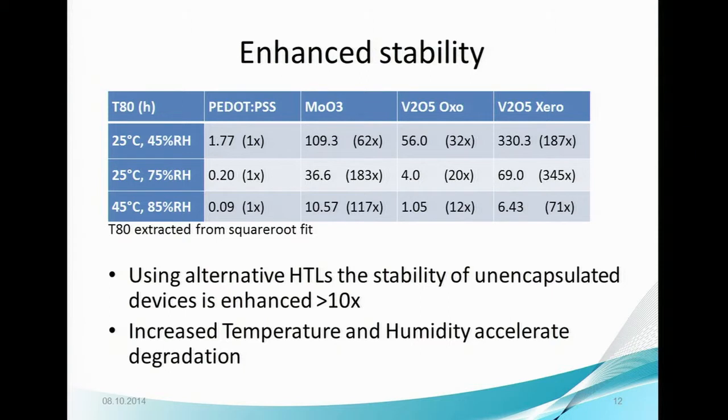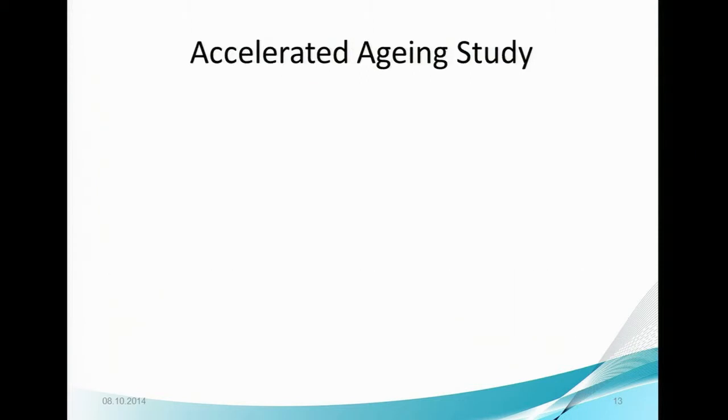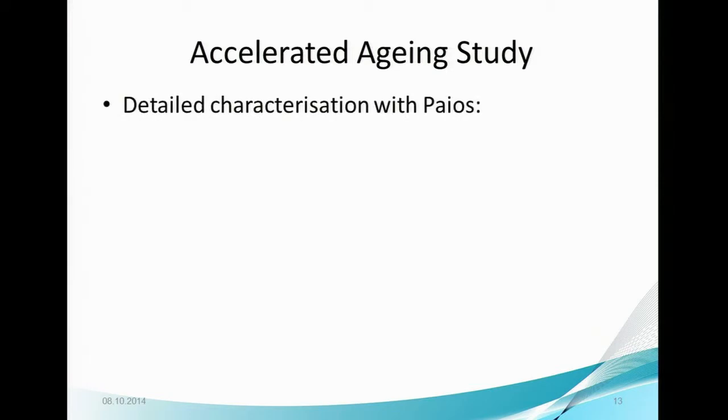I would now focus on the accelerated aging study and also on the p-dot PSS device, because in this measurement series we have the whole degradation time range spanned from fresh device to really dead device. And in this case we did a very detailed characterization using the measurement setup PIOS. So you can define a measurement routine with all the different electrical techniques.